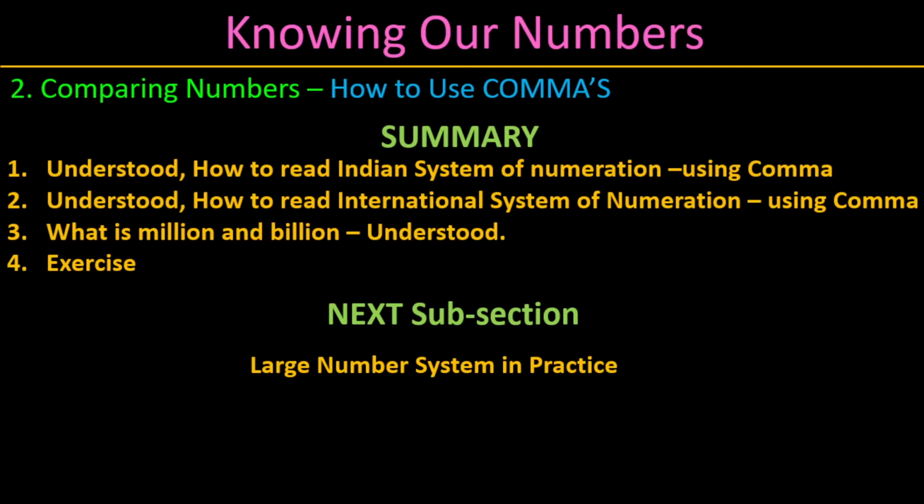Let us go through the summary of what we studied so far. We understood how to read the Indian system of numeration using commas. This is for larger numbers. And we also understood how to read the international system of numeration using commas. We also understood when we can read as a million, when we can read a billion, and so on. We also looked at a couple of exercises at the end of the chapter under the section comparing numbers. So these are the things we studied so far in different sections.